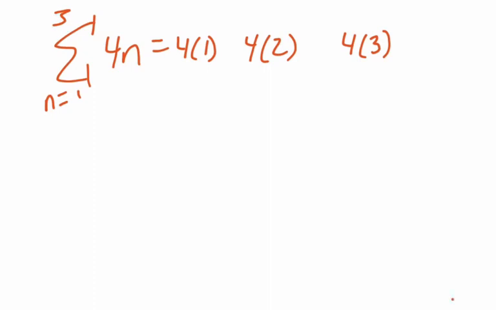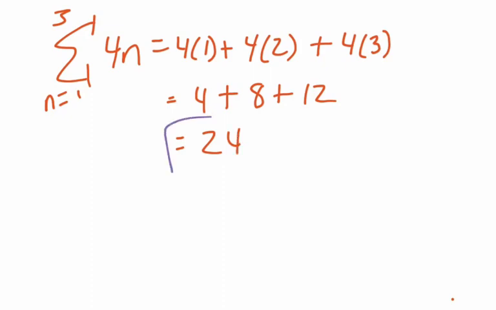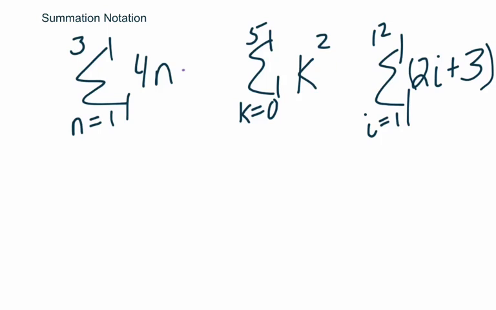And what do you do with all that? You add them up because that's what the symbol means to do. And so we have 4 plus 8 plus 12, and 8 plus 12 is 20, and 20 plus 4 is 24. And so if you are asked to evaluate, remember evaluate means find the numerical value of, then the numerical value of that first expression is 24. And that's how you do it.